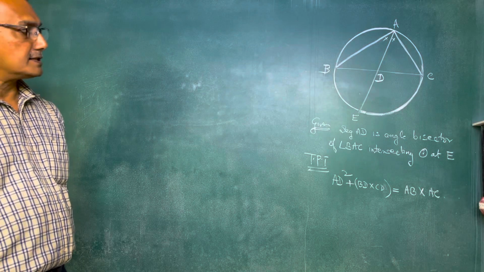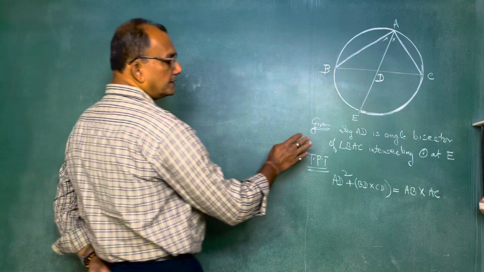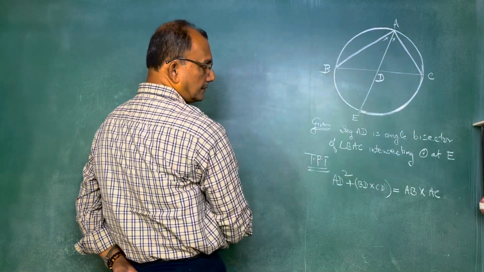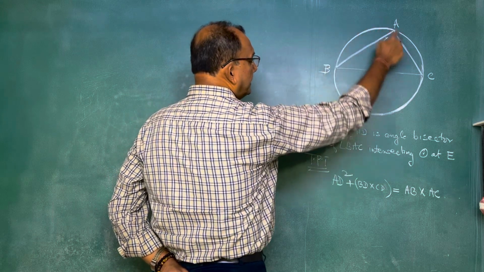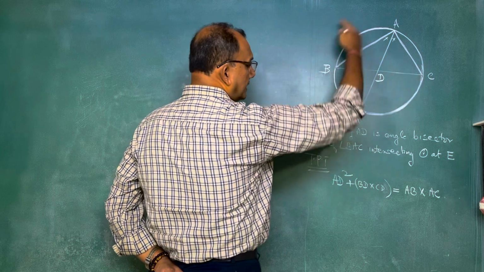Hello students, see this one of the sums in geometry. Here the information given is we have triangle ABC. There is AD, angle bisector of angle BAC. This AD when extended intersects the circle at point E.